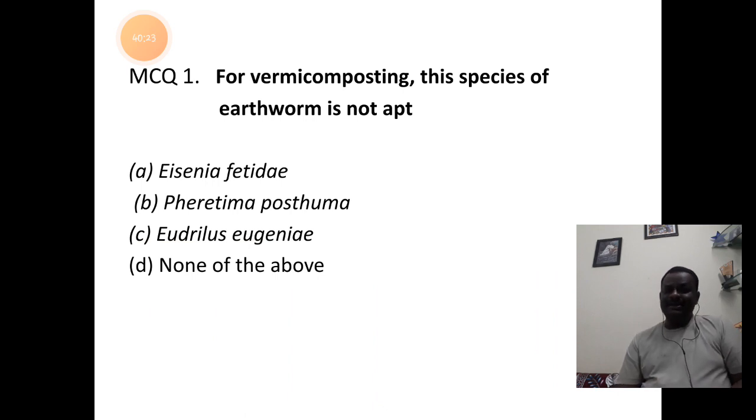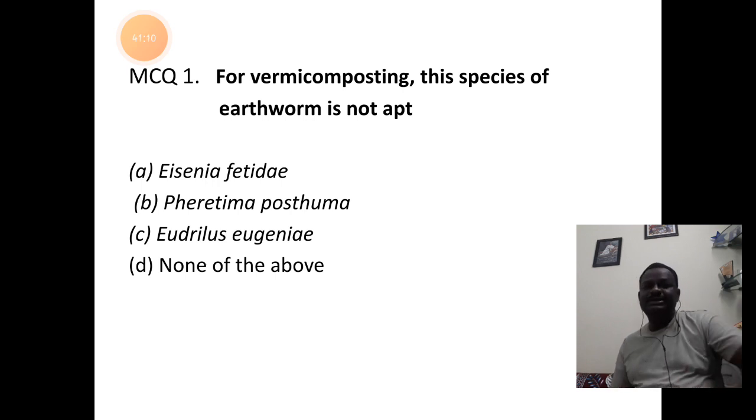Students, now we shall understand the importance of vermiculture, and after we understand the importance of vermiculture and vermicomposting, we shall answer a few of the MCQ questions. Question 1. For the vermicomposting process, which species of earthworm is not apt? Apt earthworms are Eisenia and Eudrilus, whereas Pheretima posthuma is a geophagous earthworm that feeds on the humus, which is not a good species of earthworm for vermiculture. So the answer is B.